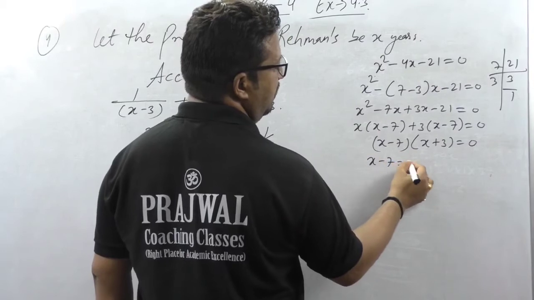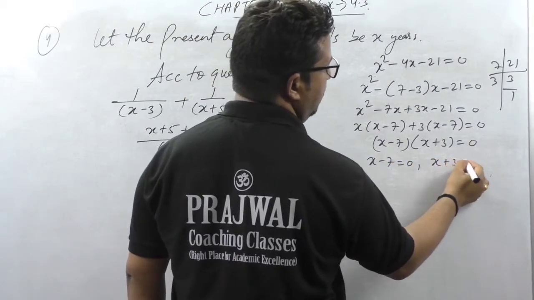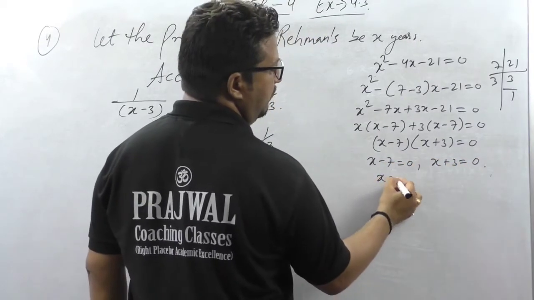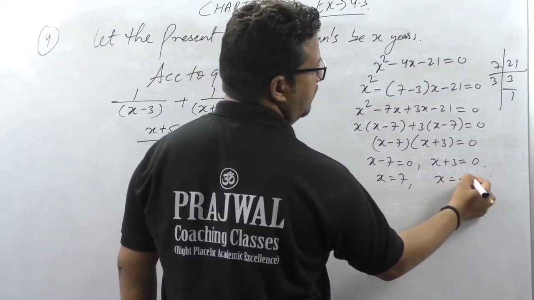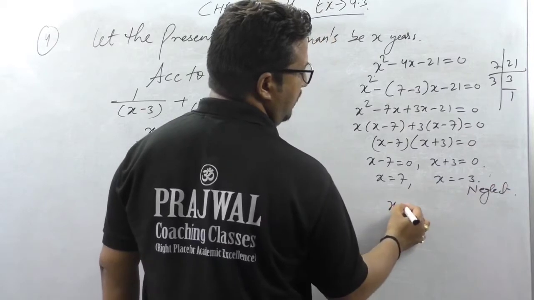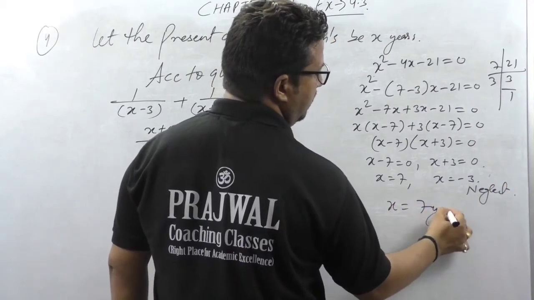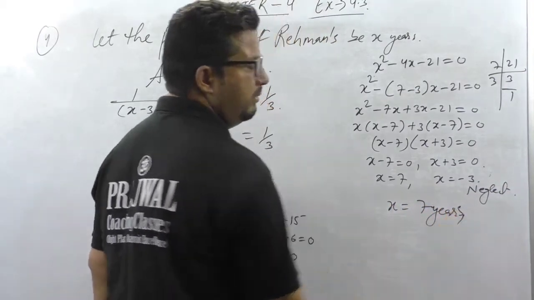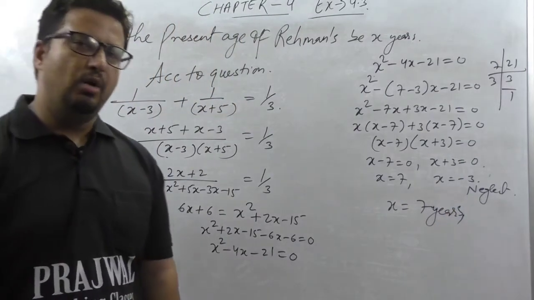So x minus 7 equal to 0 and x plus 3 equal to 0. So x equal to 7 and x equal to minus 3. So negative we can neglect because age can never be negative. So Rahman's age is 7 years. So the present age of Rahman is how much? 7 years. I hope you understand it.